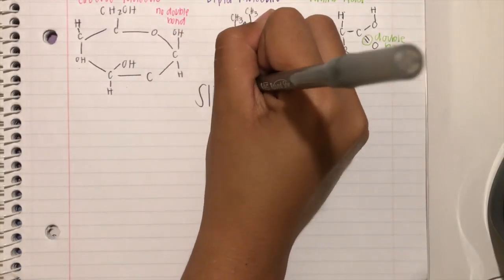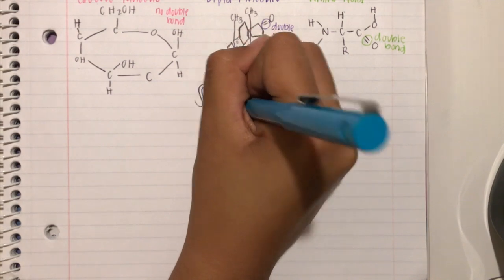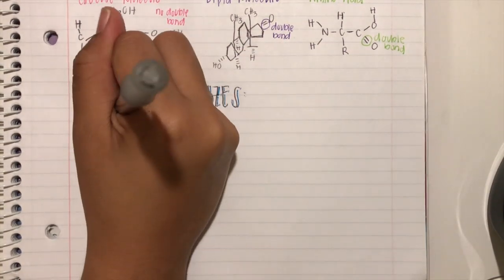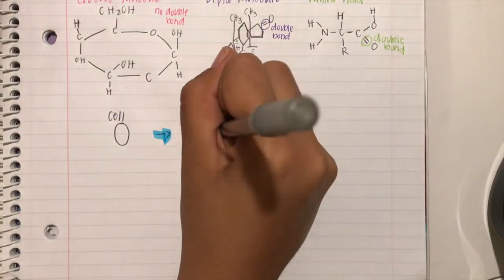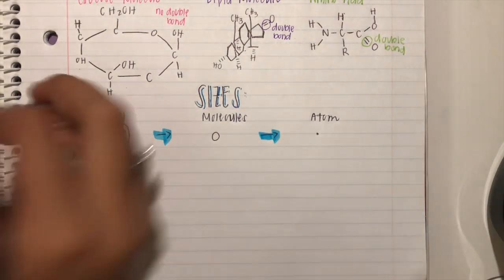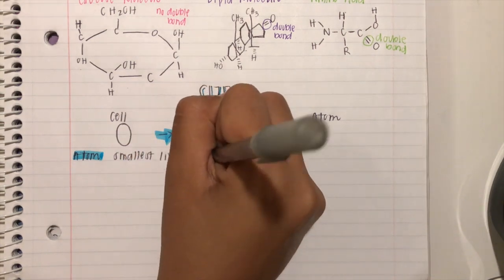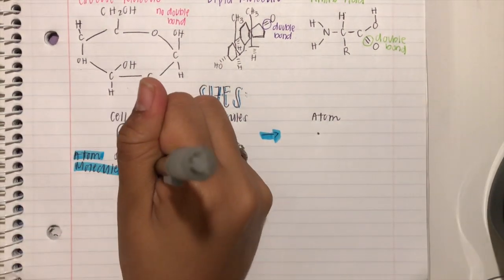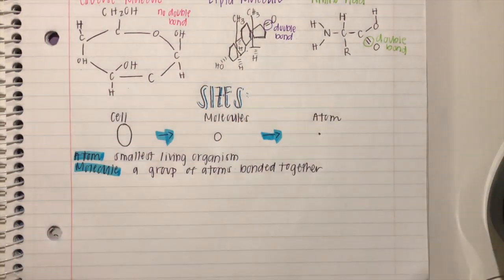If you are confused on what cells, molecules, and atoms are, we'll explain. The cell is the biggest of the three, then the molecule, and then the atom. An atom is the smallest living organism, a molecule is a group of atoms bonded together, and a cell is made up of molecules. Keep in mind that these aren't their actual sizes, and we can't see them at all with the naked eye.